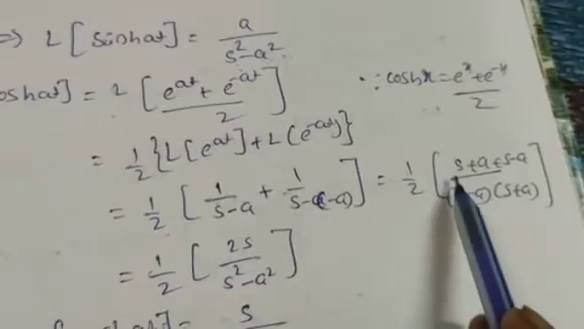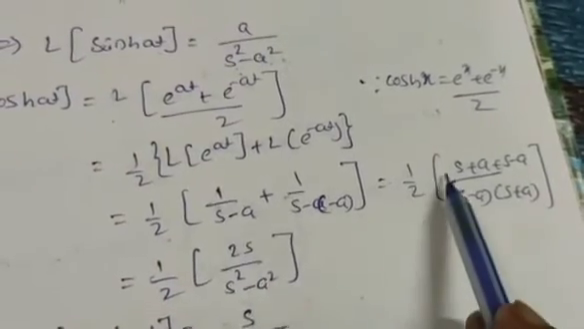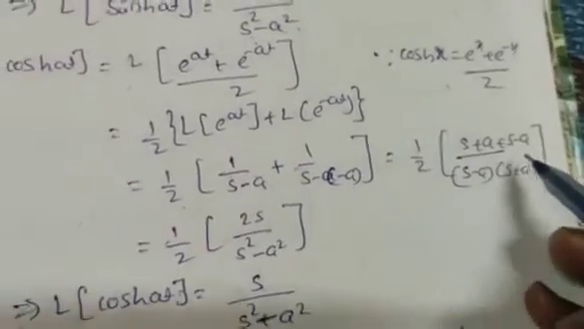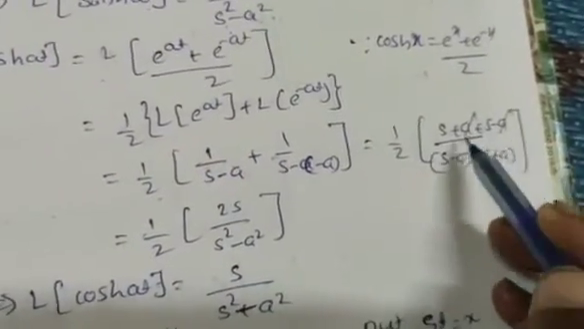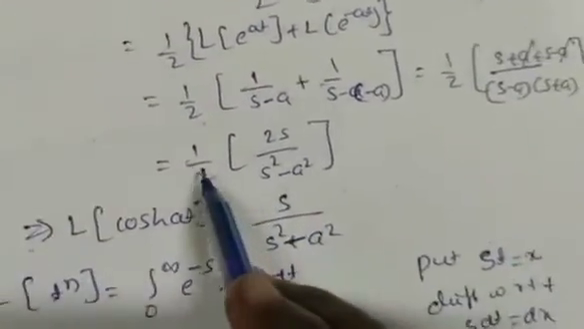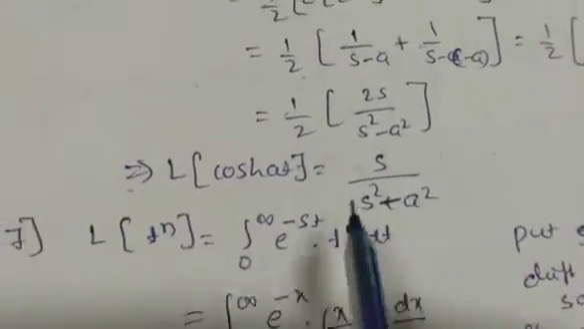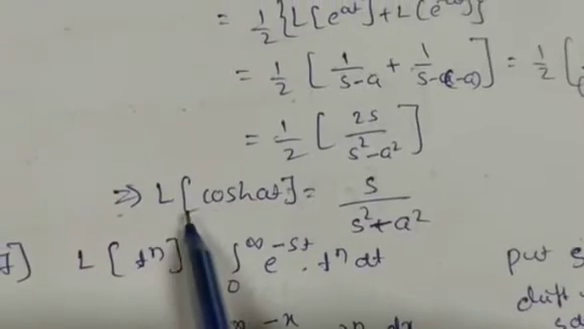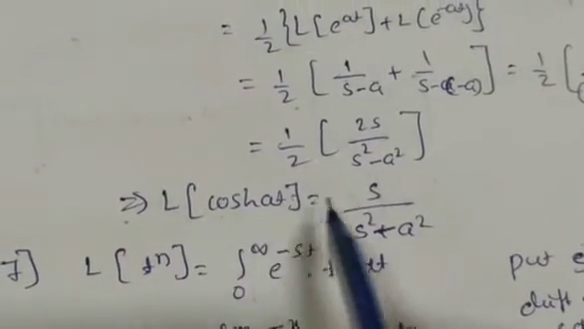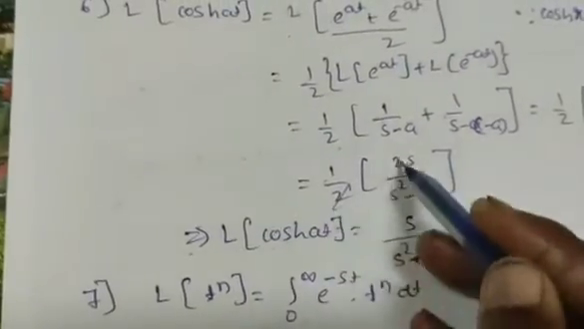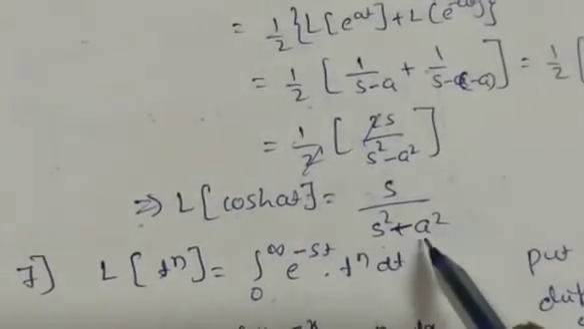Cross multiplying, you will get here s plus a plus s minus a. Here the plus a and minus a get cancelled. S plus s is 2s. So it is equal to 1 by 2 into 2s divided by s square minus a square. So this implies the Laplace transform of cos hyperbolic at is equal to s divided by, here the 2s get cancelled, s square minus a square.